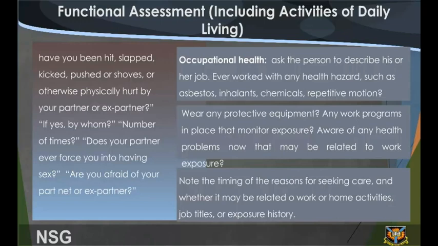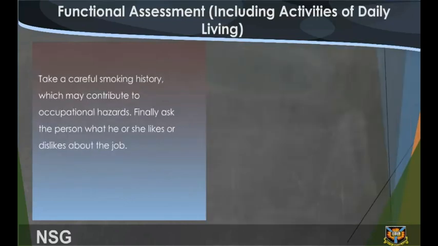Note the timing of the reasons for seeking care and whether it may be related to work or home activities, job title, or exposure history. Take a careful smoking history, which may contribute to occupational hazards. Finally, ask the person what he or she likes or dislikes about the job.